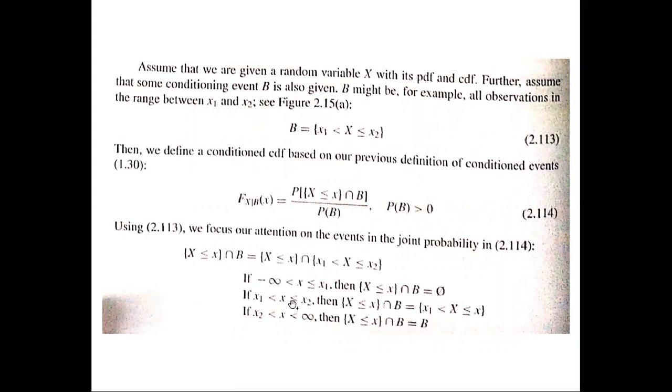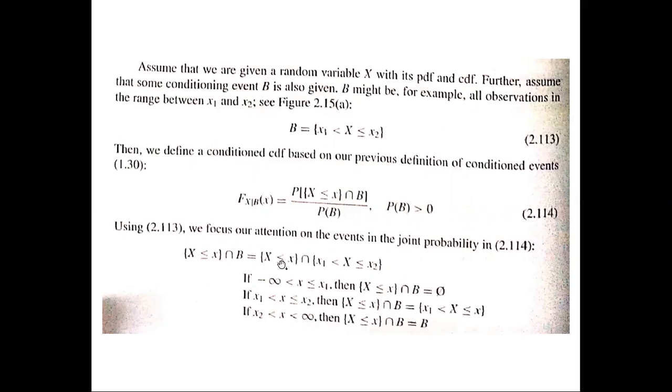If the value of x is between x1 and x2, both are between x1 and x2, naturally their intersection will also be between x1 and x2. So hence we will get the value over here like this.